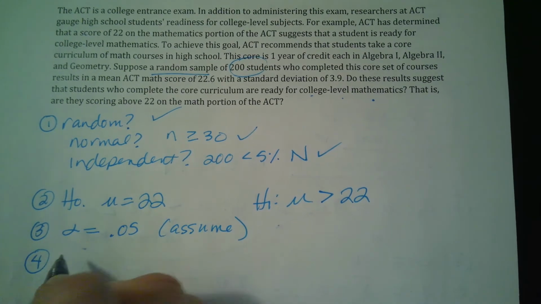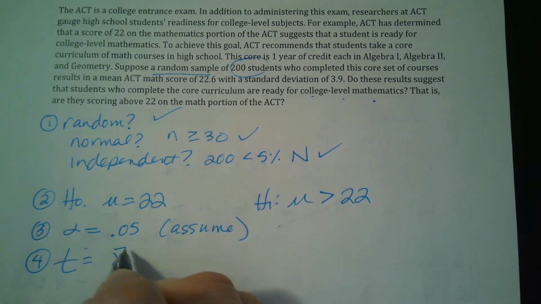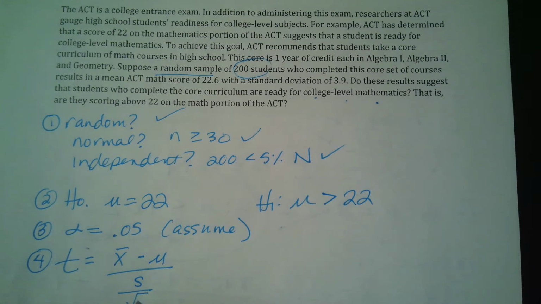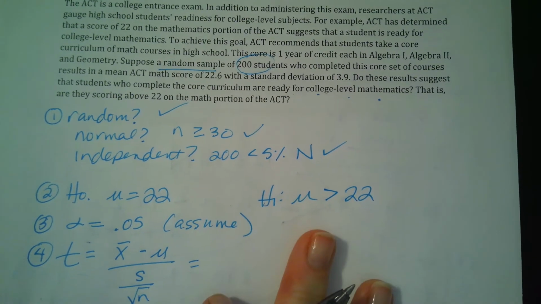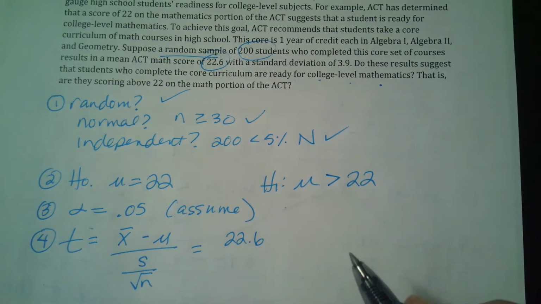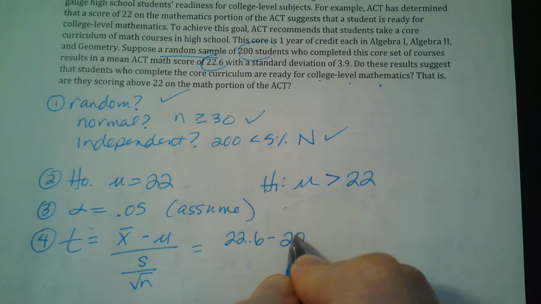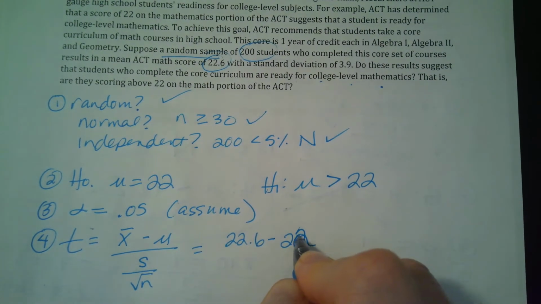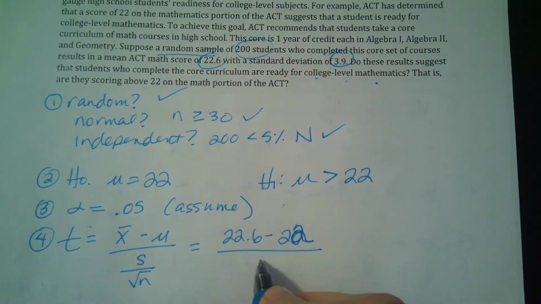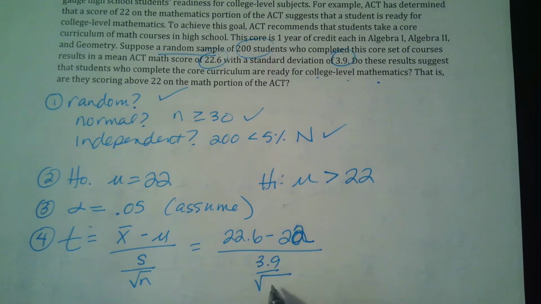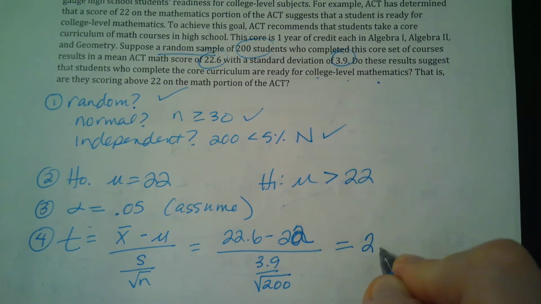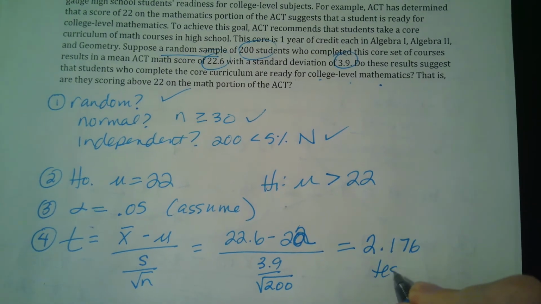Step 4, this is where we find our test statistic. Remember, T is equal to your data minus your mean divided by your standard deviation. So for this example, our X bar was given to us as 22.6. That was the average score from those students in my sample. Now the average score is 22. That's divided by the standard deviation from my sample, which is 3.9, over the square root of n of 200. This is going to give me a sample test statistic of 2.176.